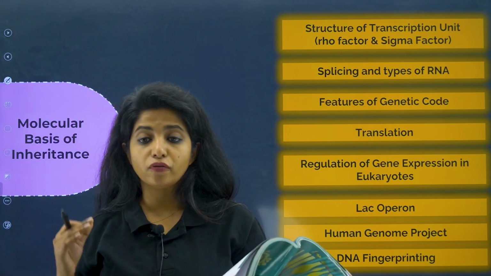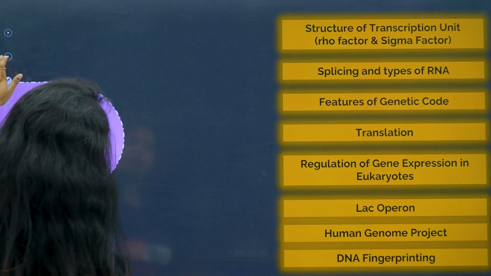Now splicing and the types of RNA also which is there. Again, did I miss something out? Just a second.